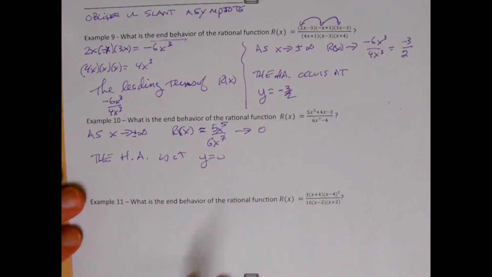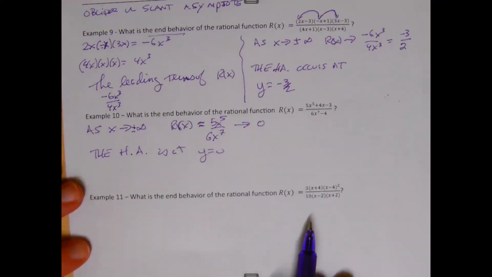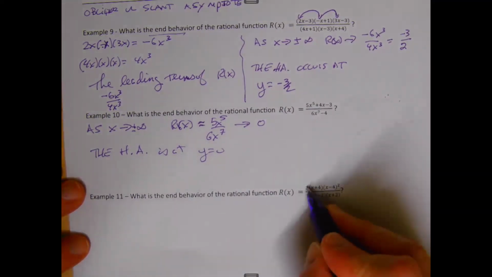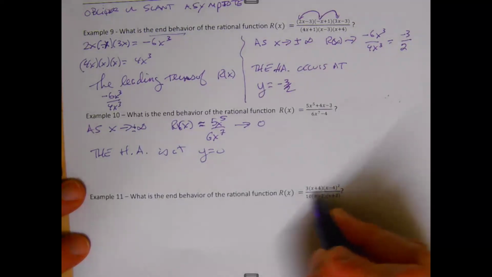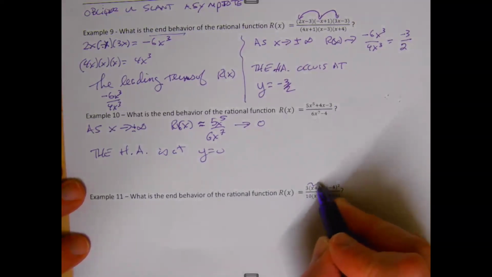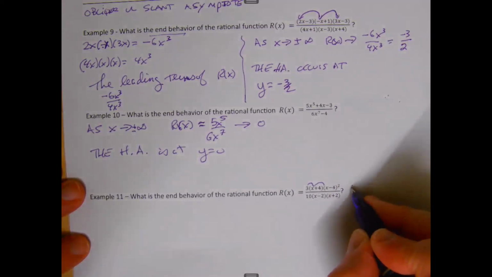What is the end behavior of the following function? Okay. So again, I'm going to have to multiply this out. To get that leading coefficient, I'm going to pretend that I'm not going to multiply the whole thing out, but what I have here is this 3x times x, and this is x squared. So what I have here is the numerator.